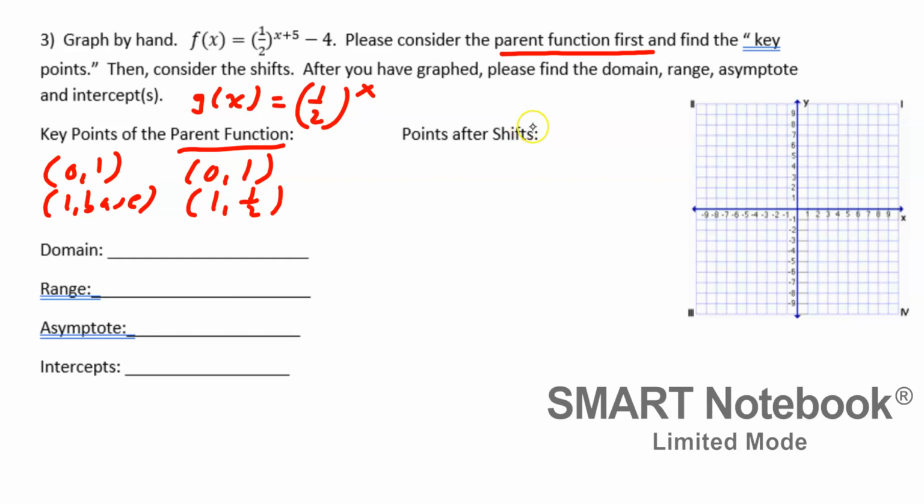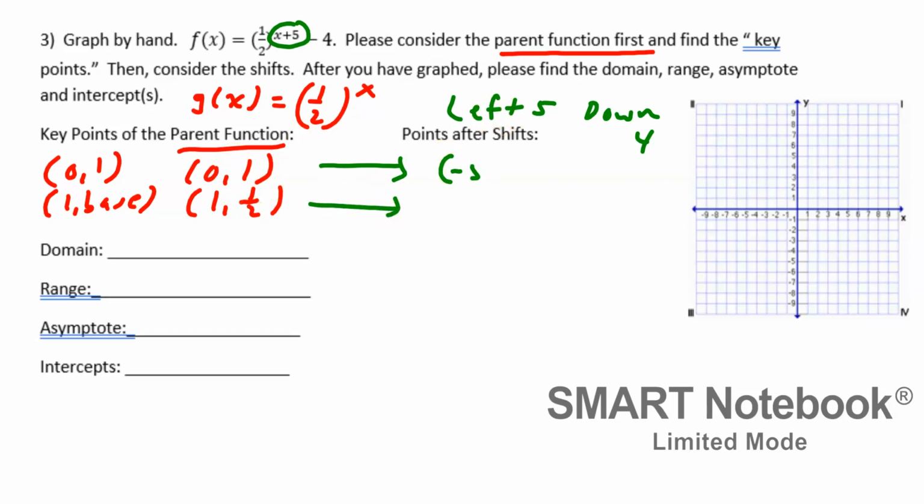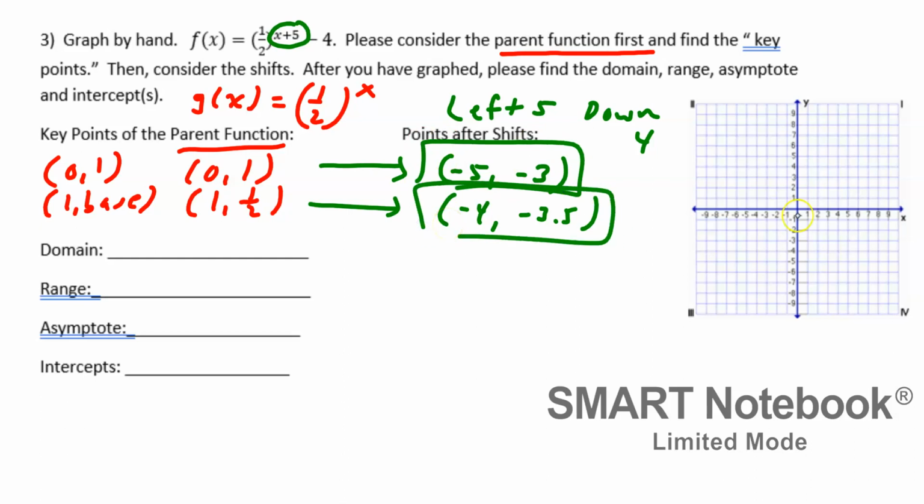If we deal with the shifting, what's happening is if we see x plus 5, that's the opposite of what you think. So this is really going to the left 5 units, and then this is also going down 4 units. So if I took the 2 points that I originally had for my parent function, if I'm going left 5, that means it's 0 minus 5 here, and 1 minus 5 here. And if I'm going down 4, this would become negative 3, and 1/2 minus 4 is negative 3.5. So these are the 2 points that you would plot over here. Negative 5, negative 3, boom, negative 4, negative 3.5, bam.